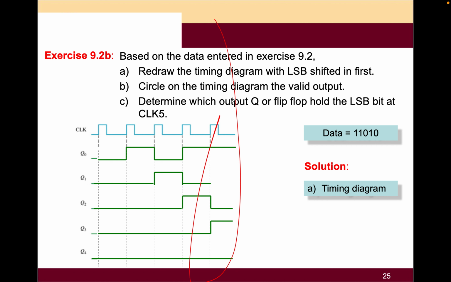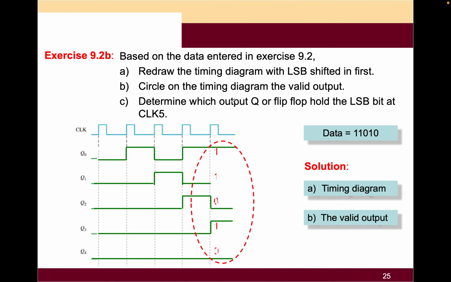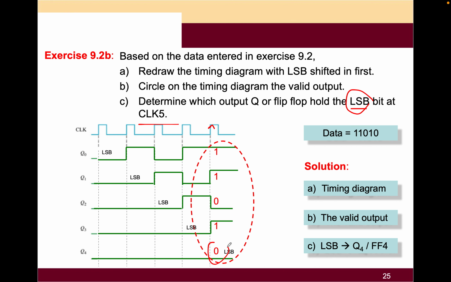Determine which output Q of the flip-flop holds the LSB bit at clock 5. Okay, this is clock 5. Which output holds the LSB? The LSB will be 0. Yes, that will be your LSB.